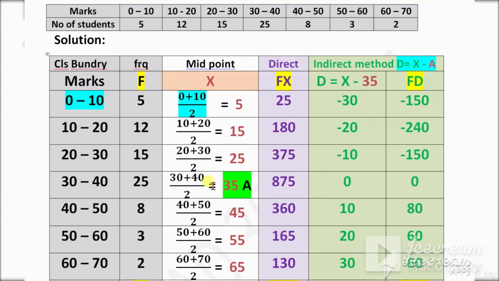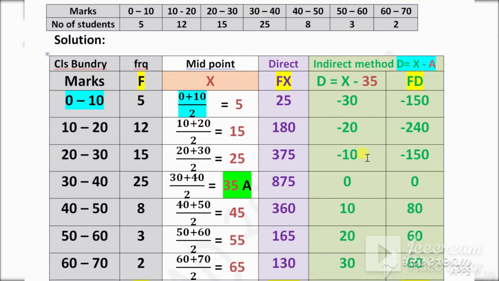Now subtract this 35 from each value of x. So 5 minus 35 is minus 30, 15 minus 35 is minus 20, 25 minus 35 is minus 10, 35 minus 35 is 0, 45 minus 35 is 10, 55 minus 35 is 20, 65 minus 35 is 30. Okay? x minus 35. So 5 minus 35, 15 minus 35, 25 minus 35. In this way we will get these numbers.